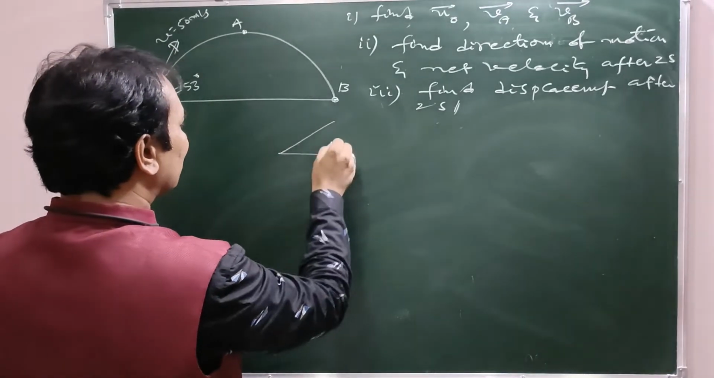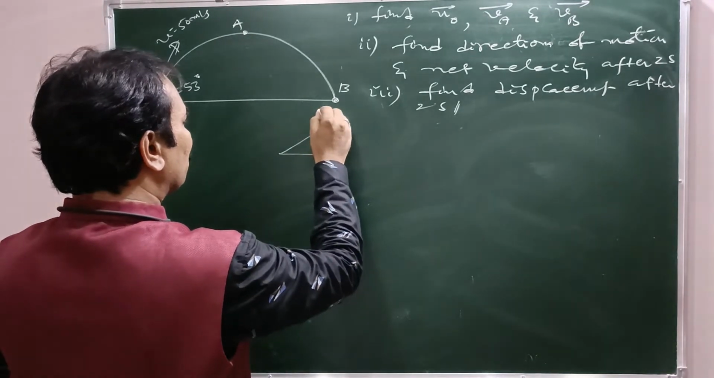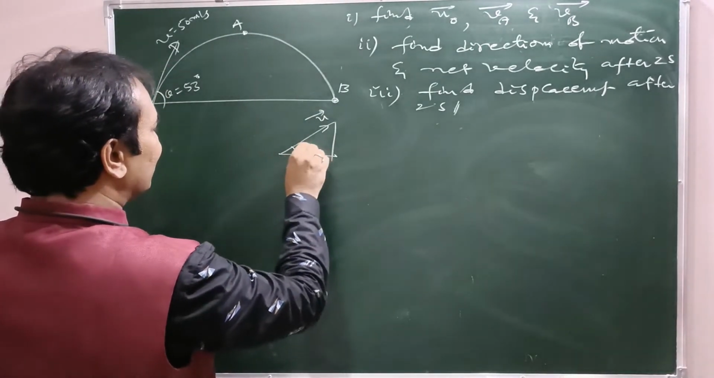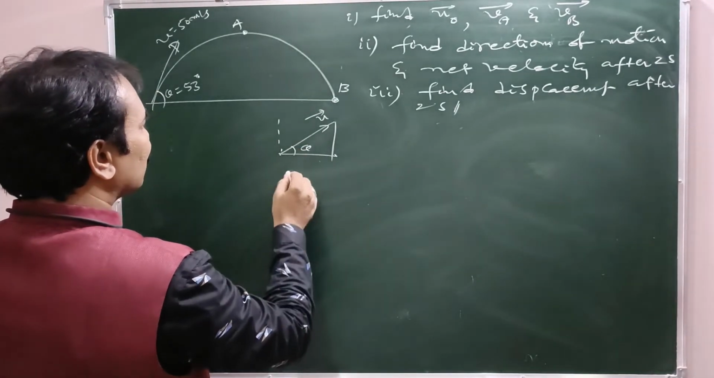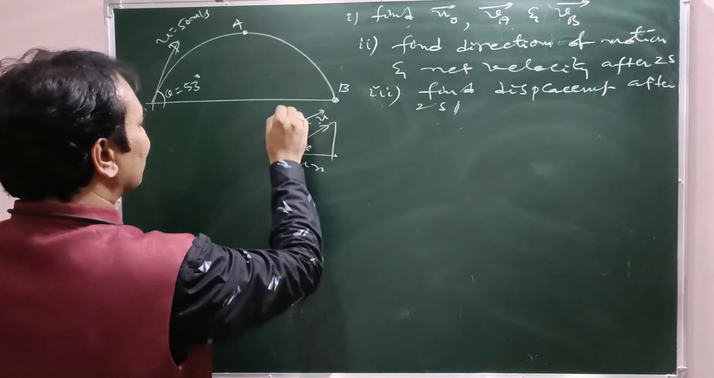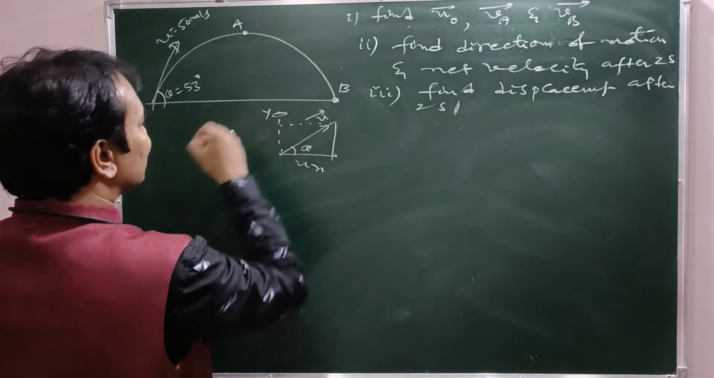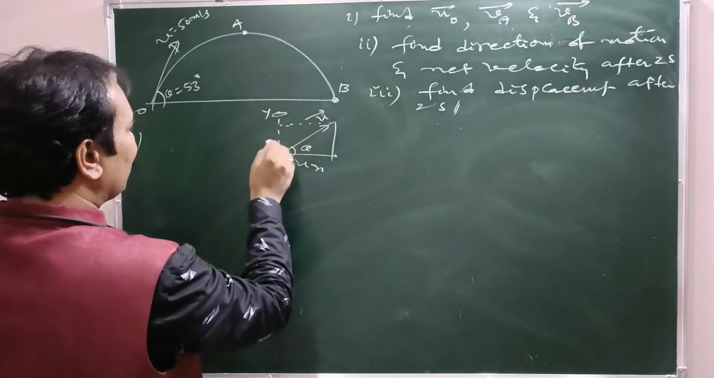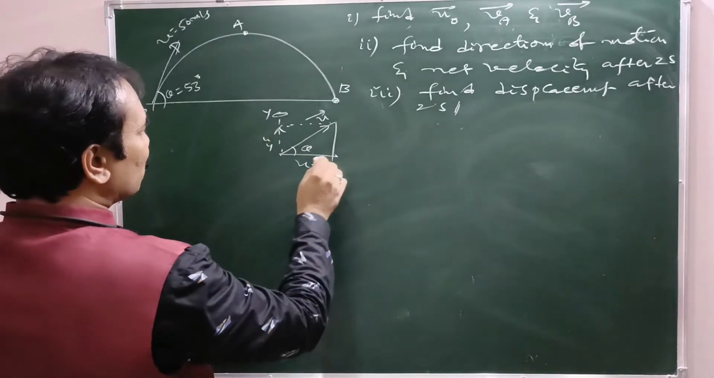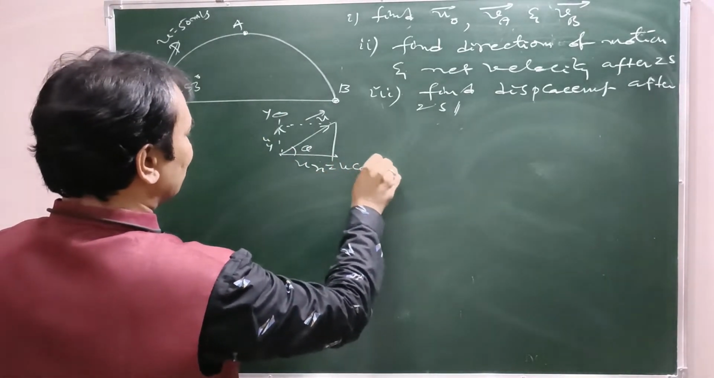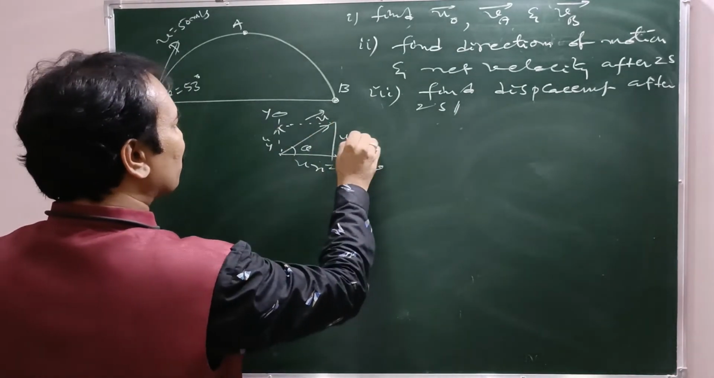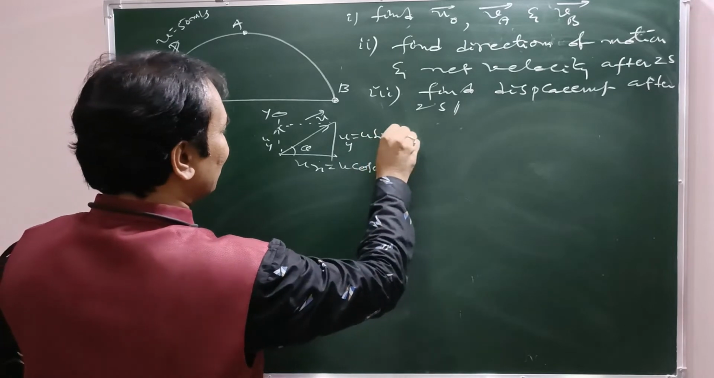Here, u bar makes angle theta with the x-axis. Here it is ux, and if I close this side, this one is the y-axis. Now what is the component along the y-axis? uy, right? So ux means u cos theta, and these two sides are the same, that is uy equals u sin theta, right?